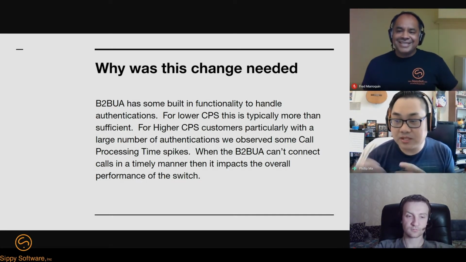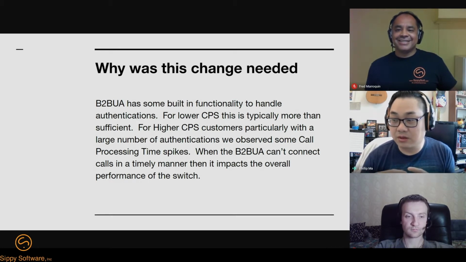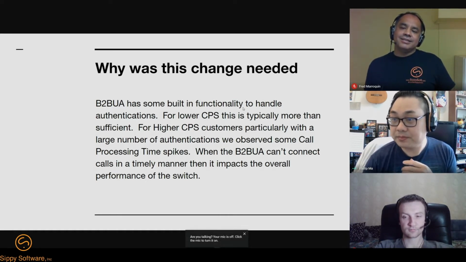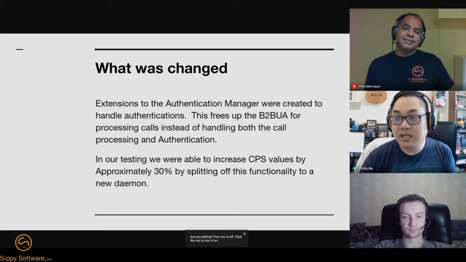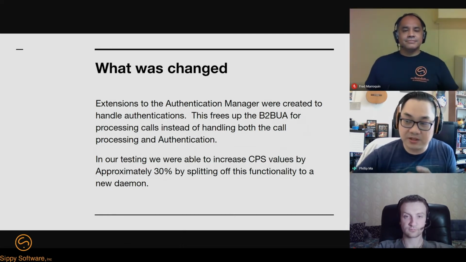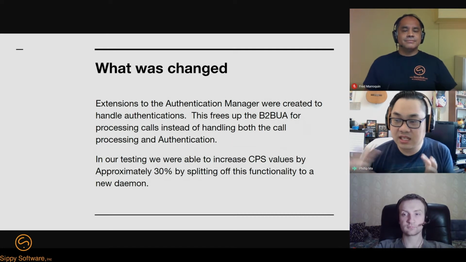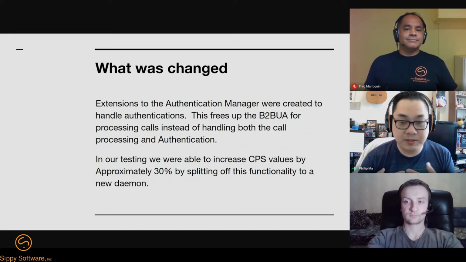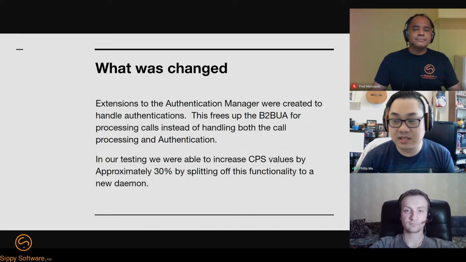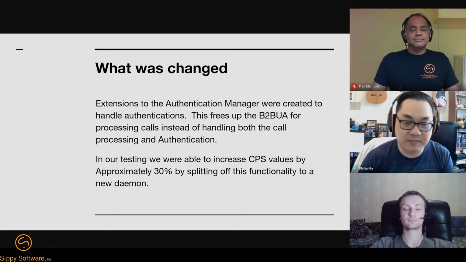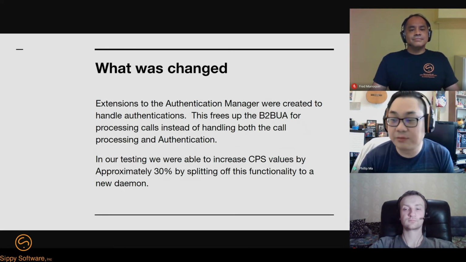And when that process starts to slow down or can't connect calls in a timely manner, it tends to impact the performance of the overall switch. So to correct this issue, we made an extension to the Authentication Manager, to the B2B, to separate out some of the authentication functions to be handled a little bit separately. This frees up the B2B to handle the call processing much more efficiently, and sets the authentication as a separate step that moves the call forward.